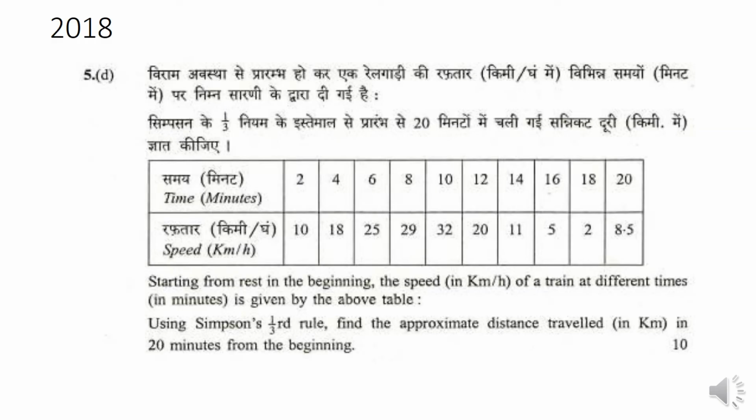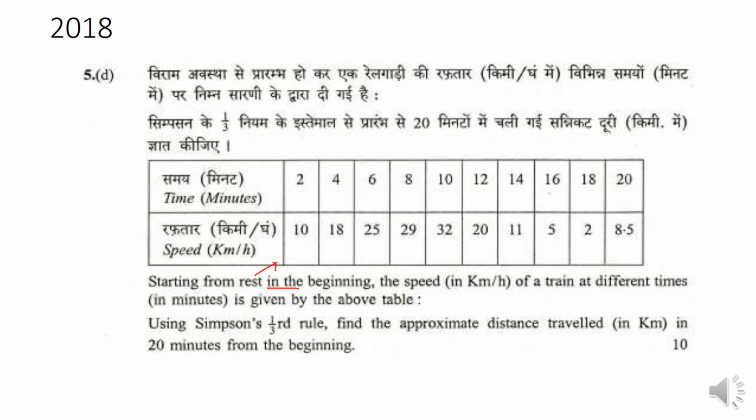Here we have to find out the question of 2018 5D using Simpson's 1/3 rule. Find the approximate distance traveled in kilometers in 20 minutes from the beginning. Here we are starting from rest, it means initial velocity is 0 and distance is also 0, because with no time there is no speed, so it is starting from 0, 0.